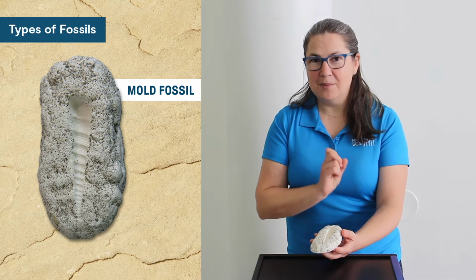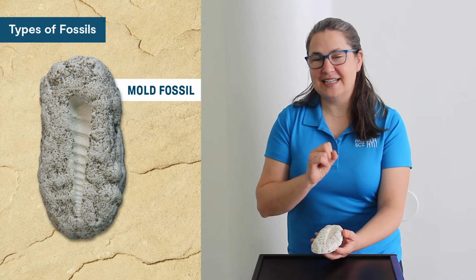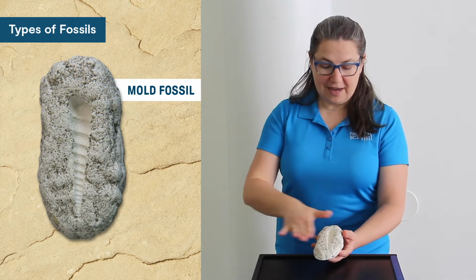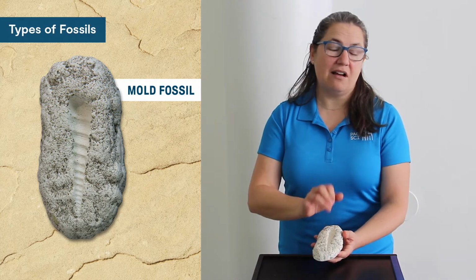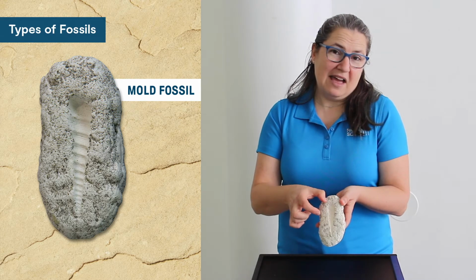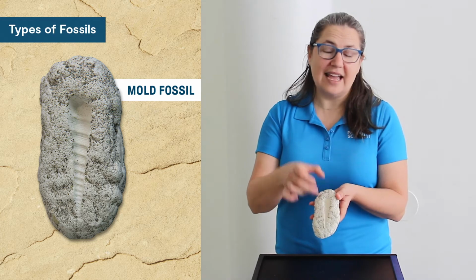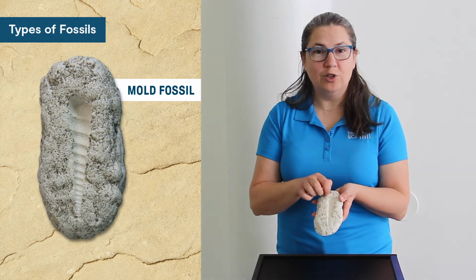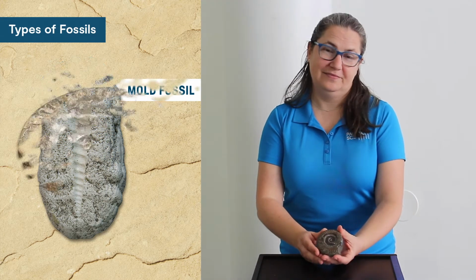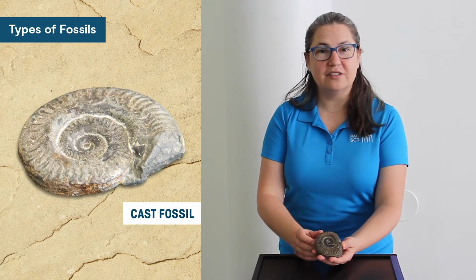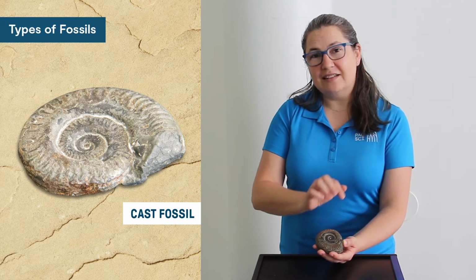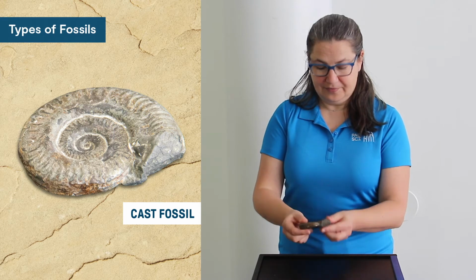Now, sometimes a natural process might happen thousands of years later where new sand or fresh mud might fill this in and might actually harden into a rock itself. It then is a rock that is exactly the size and the shape of what this original animal looked like. That's what's called a cast fossil. And this is an example of a cast fossil as well, where it is a rock. There's no organic material left, but it's the exact size and shape of this original animal.